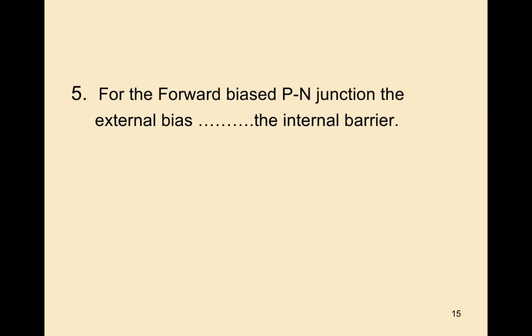Next question: for the forward biased p-n junction, the external bias dash the internal barrier. For the forward biased p-n junction, the external bias reduces the internal barrier. The internal barrier is nothing but the potential barrier here. That means when we connect the diode in forward bias condition, the external bias will reduce the internal barrier, that is, the internal voltage of the diode.